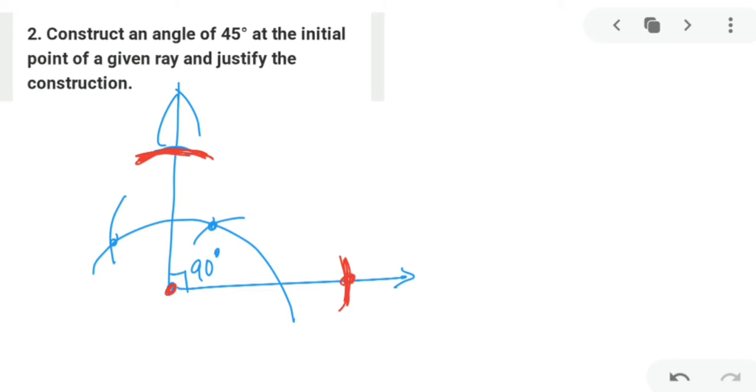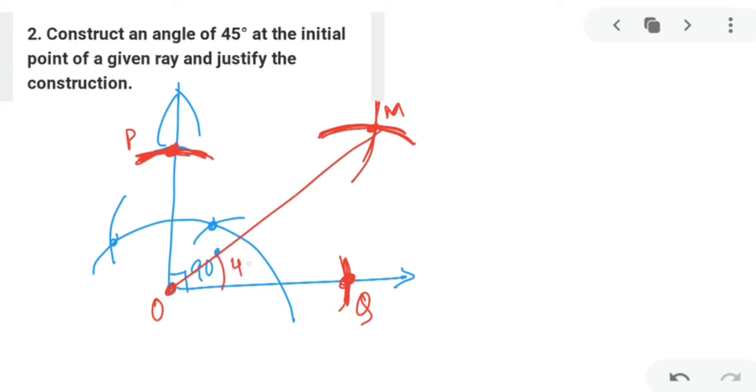Keep your compass now on these points. I will name these as P and Q. You can put your compass on Q without changing the measurement. Make an arc here. Put your same compass on P without changing the measurement. Make an arc here. This intersection point you can name as M. Now join your OM, and you will notice that angle MOQ which you got will be 45 degrees.